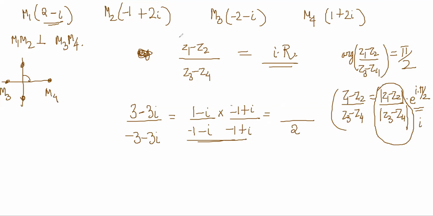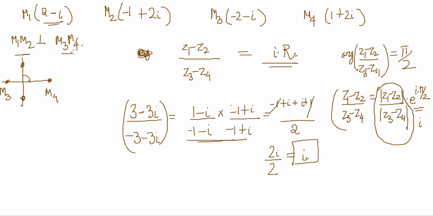And the numerator becomes minus 1 plus i minus i square. So plus 1, so plus 1 and minus 1 get cancelled. So it is 2i by 2, right? Which is equal to i, right? So here the ratio is becoming just i. So it is a perpendicular set of points. This M1, M2 segment is perpendicular to M3, M4, right? Yes. Okay.